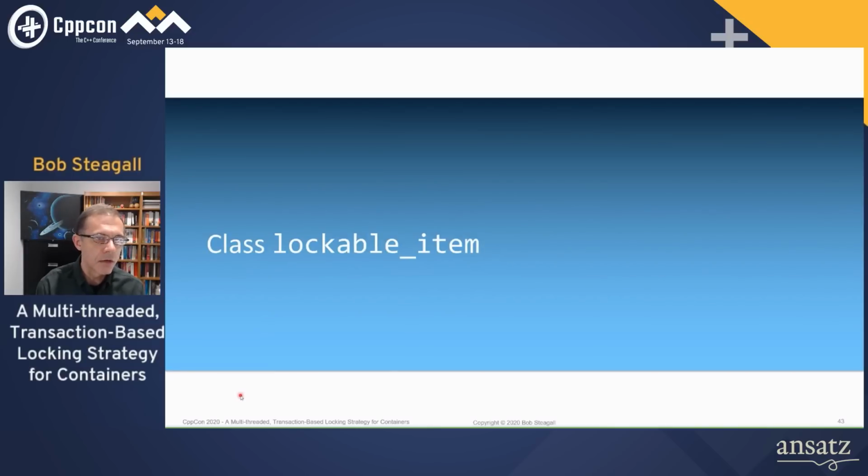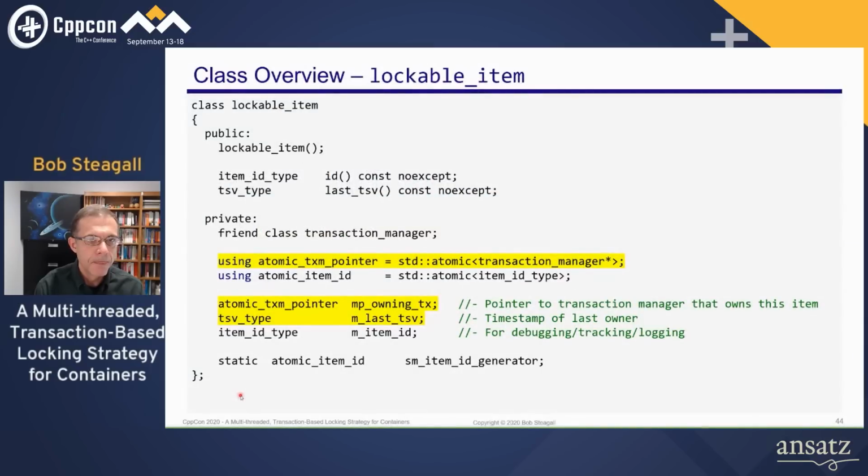So let's look at the lockable item class. So here's the class declaration. It's intended to be used in these demo programs as a base class. So it can return its ID, which is not relevant to our discussion. It can return the last timestamp value. But of particular interest is the fact that its friend class is a transaction manager, and it's interested in an atomic pointer of type transaction manager star.